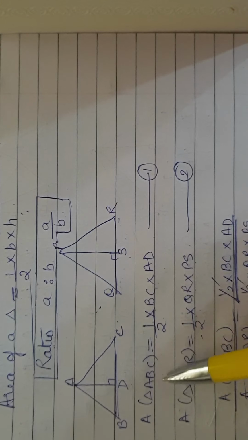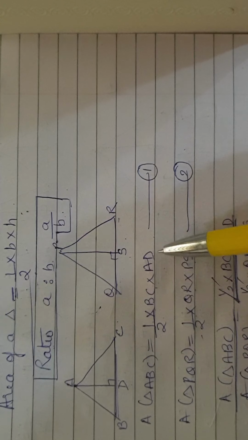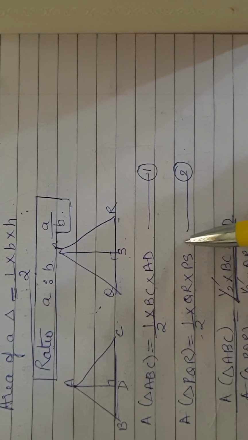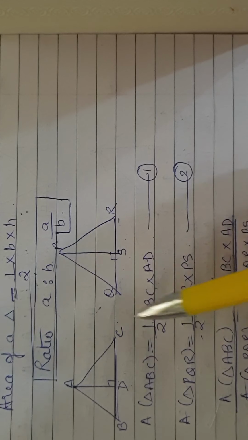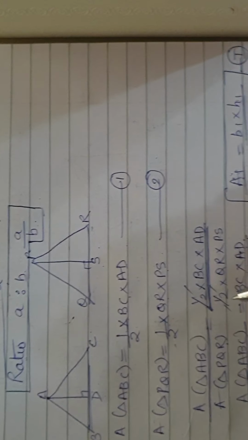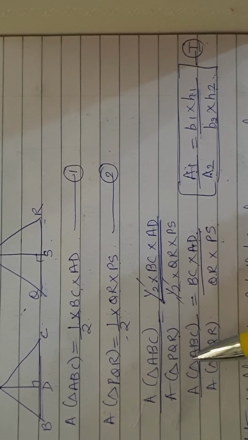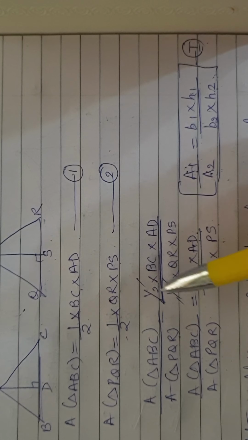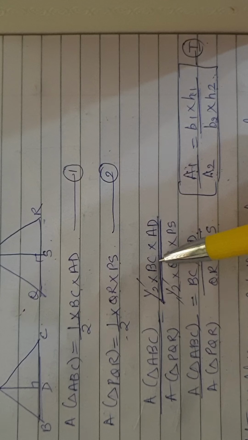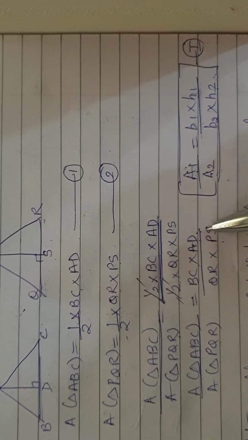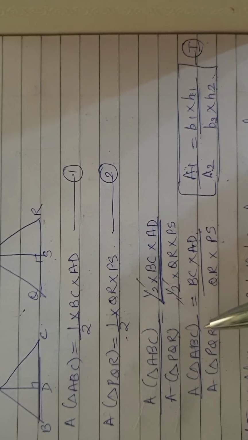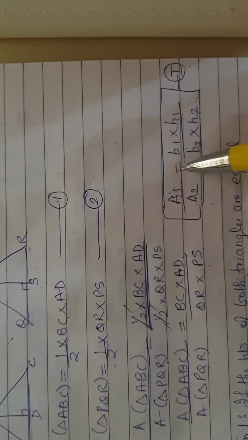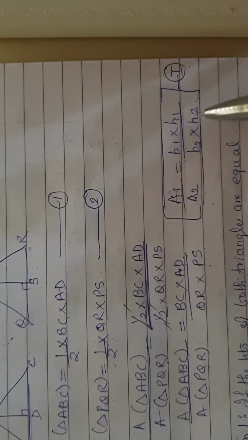So when you talk about area of triangle ABC, it is half BC into AD, and area of triangle PQR is half QR into PS. That's base into height. Now when you take the ratio of the two, as I told you, ratio is A is to B. So when you take the ratio of area of triangle ABC to area of triangle PQR, from 1 and 2, what will happen? The half part will get cancelled and you are left with BC into AD upon QR into PS. So from this we come to property 1. Okay, this property is important, which says that A1 upon A2 is B1 into H1 upon B2 into H2.